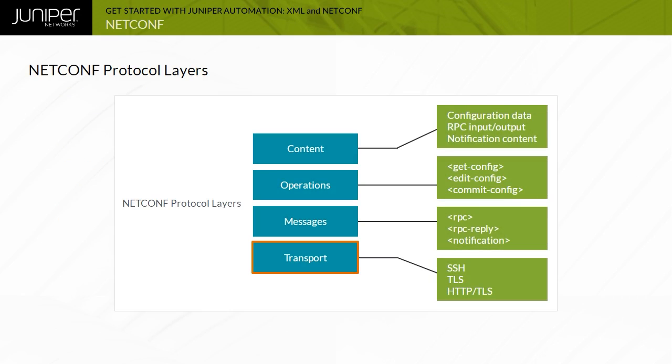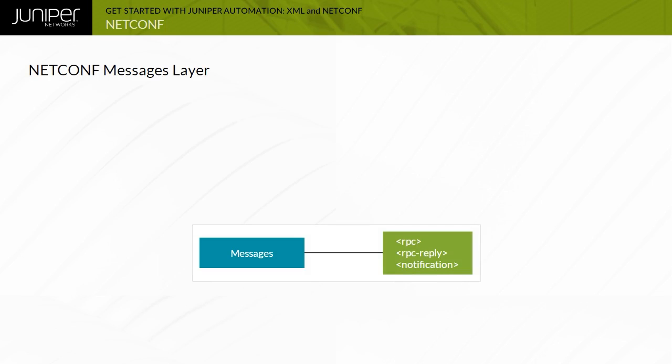The transport layer is responsible for creating sessions with network devices. The sessions can be established using the protocol shown. Junos primarily uses SSH. The messages layer provides a simple, transport-independent framing mechanism for encoding remote procedure calls, or RPCs, and notifications. The messages layer consists of 3 XML elements.